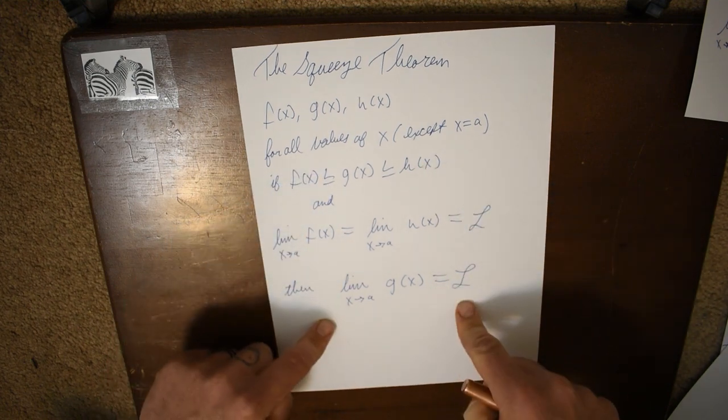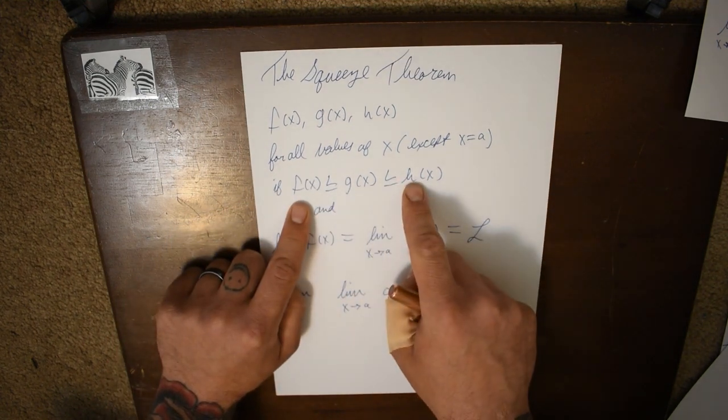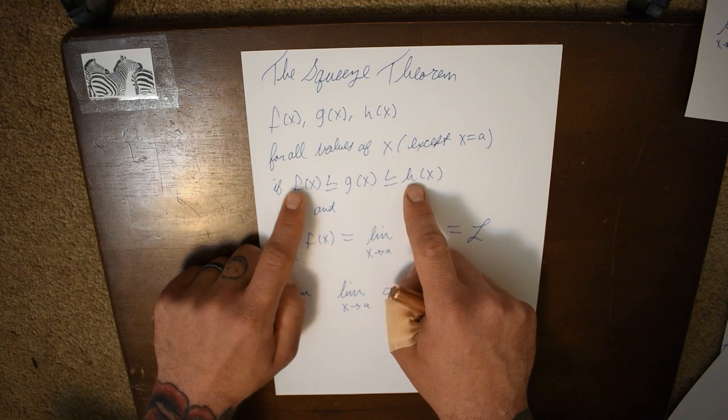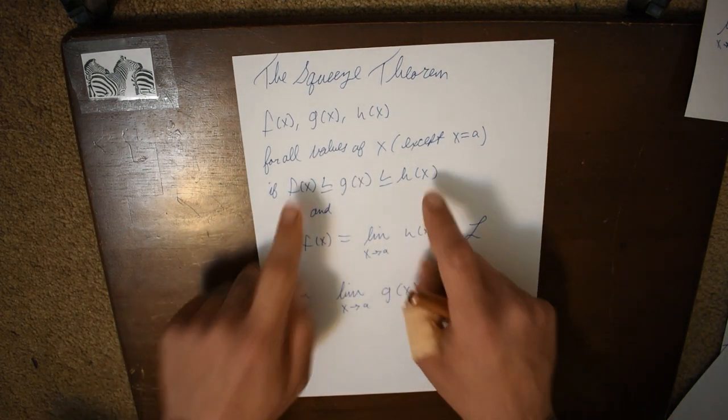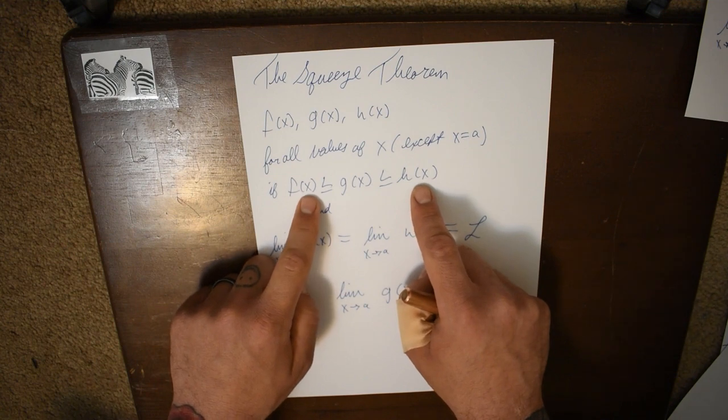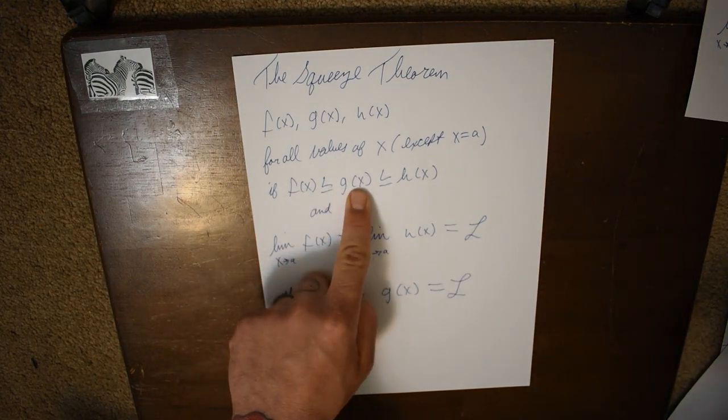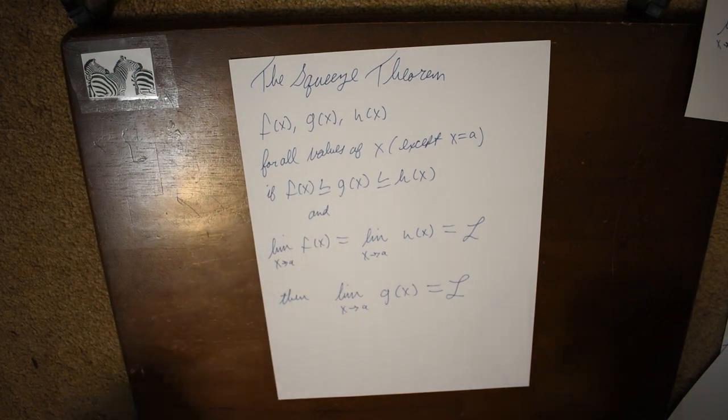So we've got these functions, f of x, g of x, and h of x. F of x is smaller than g of x, which is smaller than h of x. But these two things have the same limit. That means the thing in the middle has to have that limit.